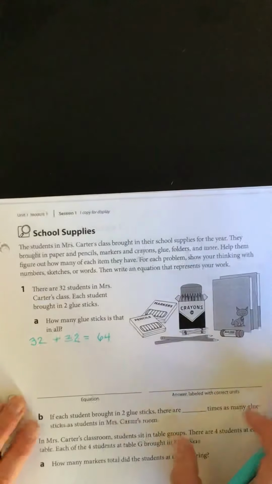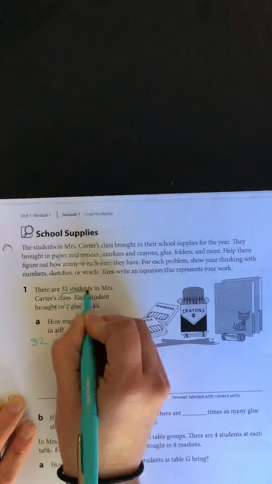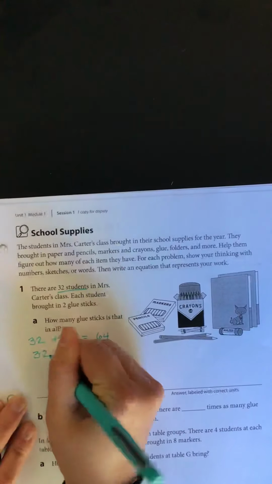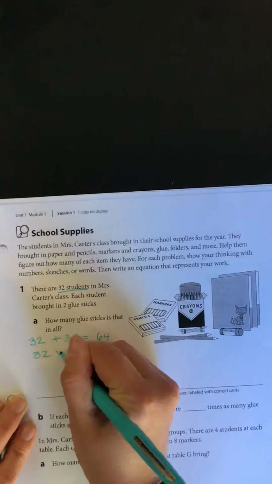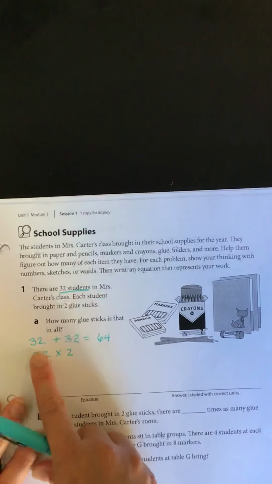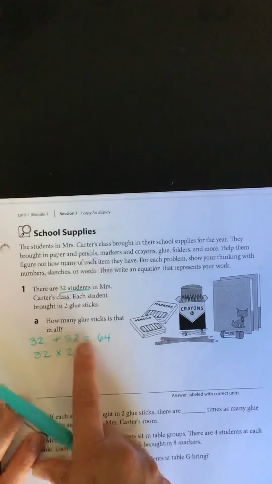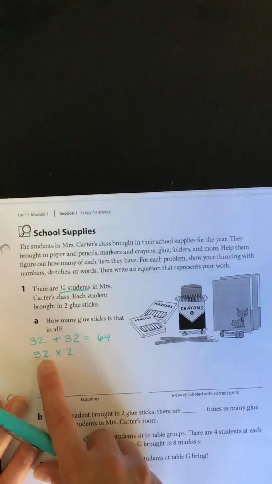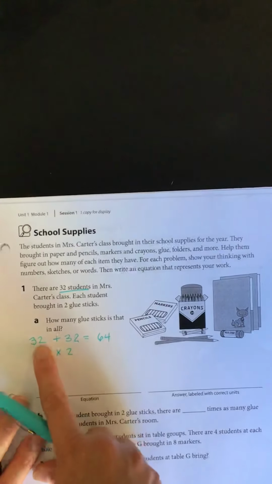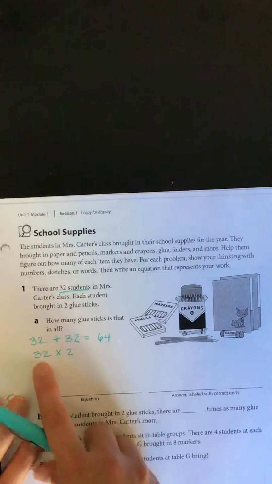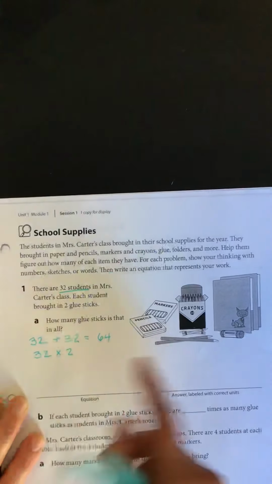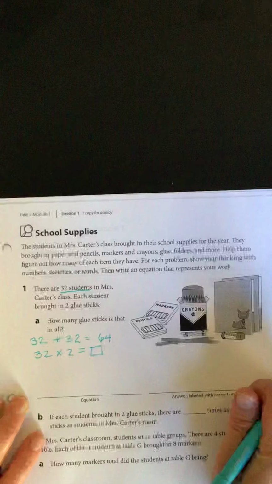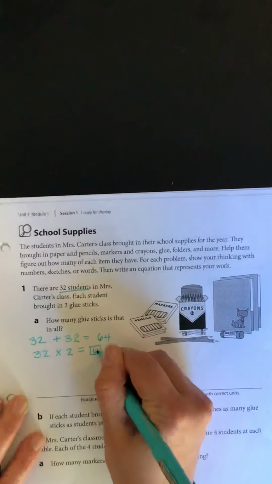So our equation could look like something like, we know each student brought in, there are 32 of them, right? And they each brought in 2 glue sticks. So 32 times 2, which is basically what we did just up here. We did one group of 32 and one group of 32. What this is saying is, there are 2 groups of 32, okay? So 2 groups of 32, we've got 1 group of 32, 2 groups of 32. So we know that 32 times 2, and in this case, we may not know what it is, so we could put a box saying that we didn't know, or we could write that we do know that it's 64.